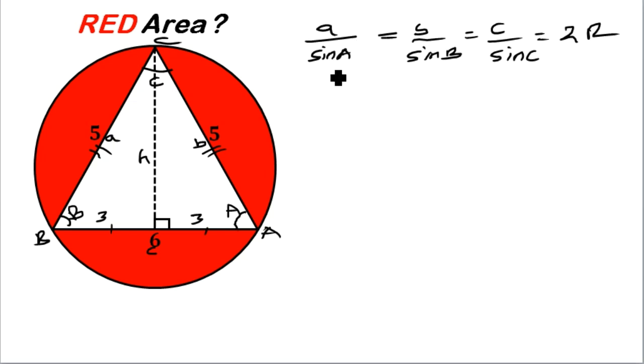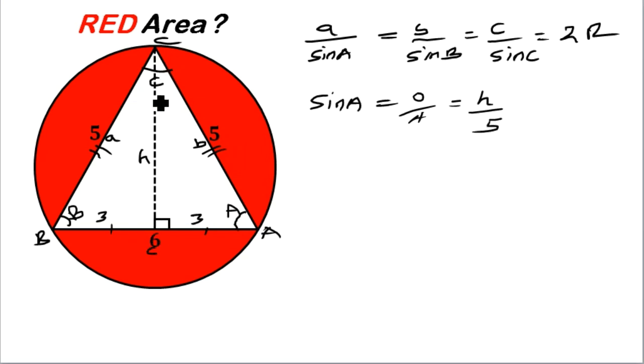Now we can use any. So if you start, for instance, with sine A, because this is a right angled triangle, sine A is given by opposite over hypotenuse. You can see the opposite is the height h, and the hypotenuse is CA, which is 5. So we have sine A is h over 5.